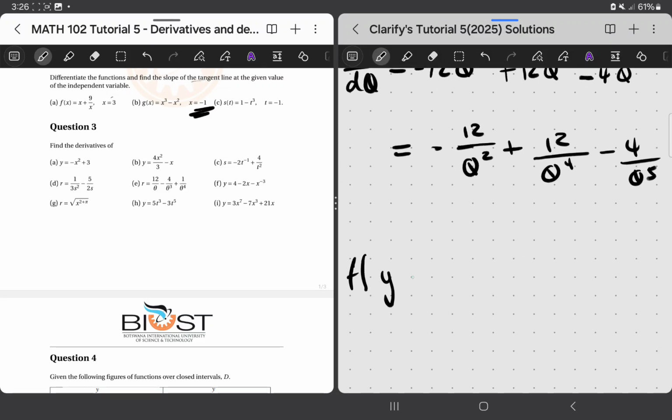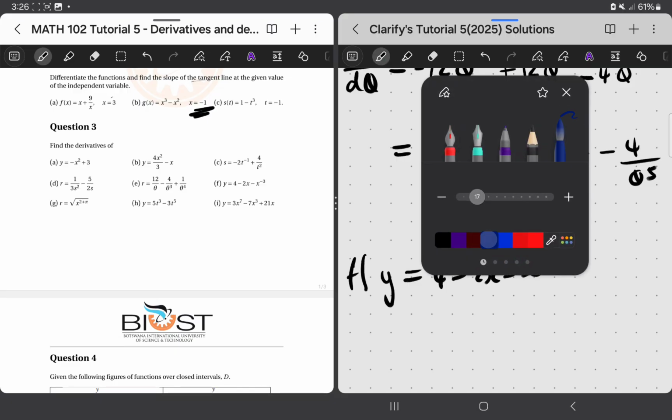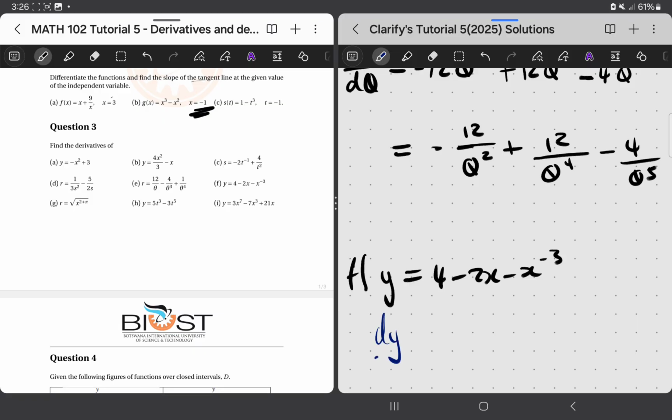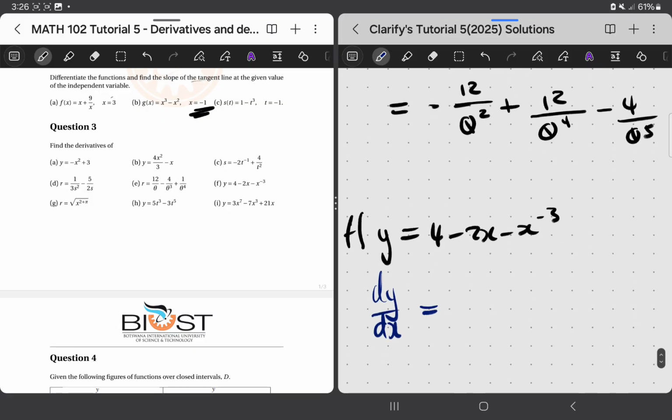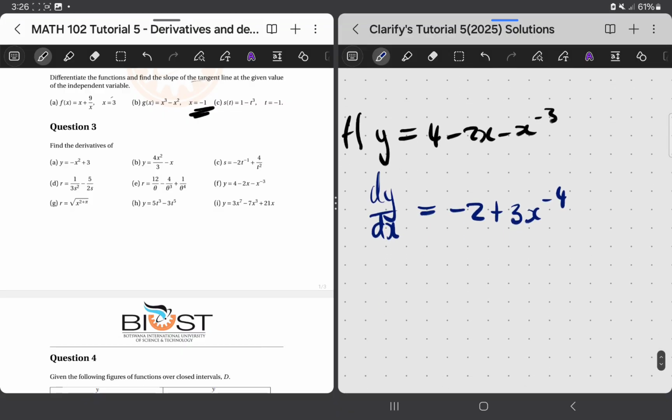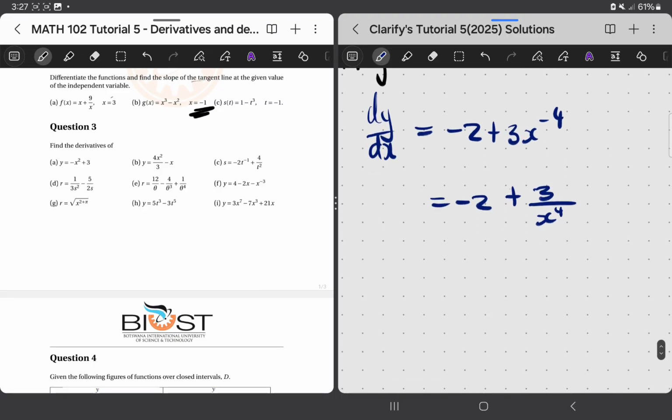Now let's do part F. We have y being equal to 4 minus 2x minus x to the negative 3. Now we can find from here our dy dx, the derivative of y with respect to x. What is this going to be equal to? Well, the derivative of 4 is 0. Derivative of negative 2x is negative 2. Then we have derivative of negative x to the negative 3. You drop down the power. Minus times minus becomes plus, and it's going to be 3, then x to the negative 4. And this is going to be a final solution, which we can simplify to minus 2 plus 3 over x to the positive 4. This is what we can have as our final solution.